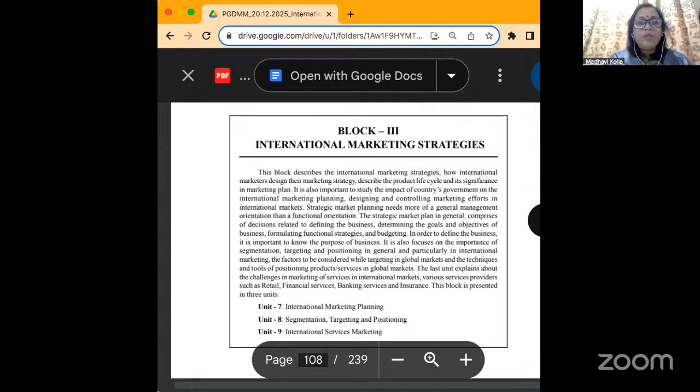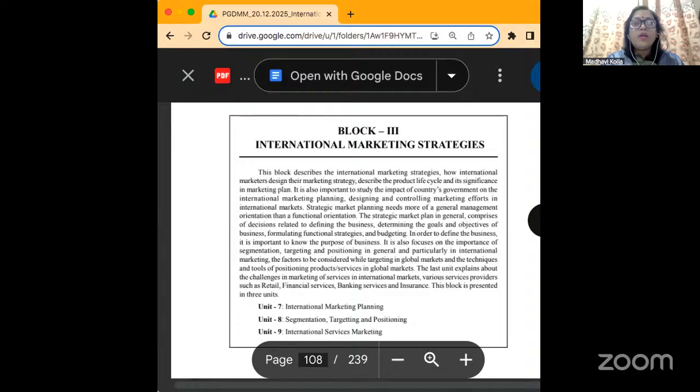Today, we'll be moving to block three, that is international marketing strategies. So, the block describes the international marketing strategies and how international marketers design their marketing strategy. It also describes the product life cycle and its significance in the marketing plan. In our earlier classes, we have understood about international product life cycle. Now we'll also be understanding its significance in the overall company's marketing plan.